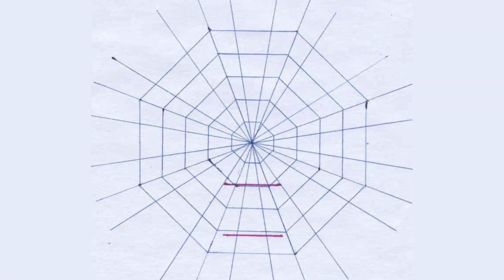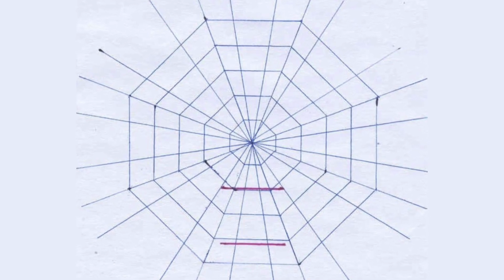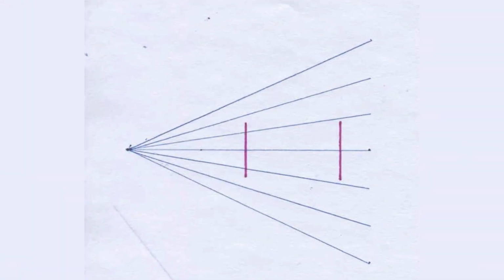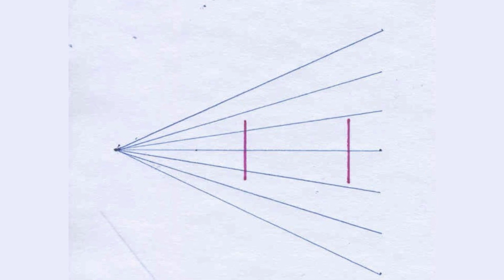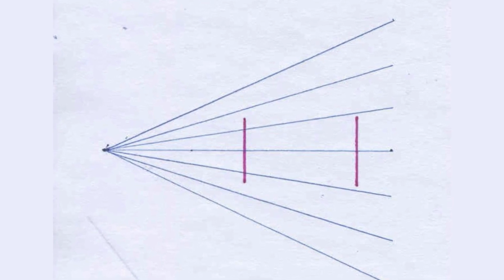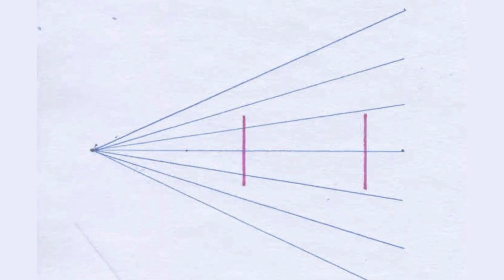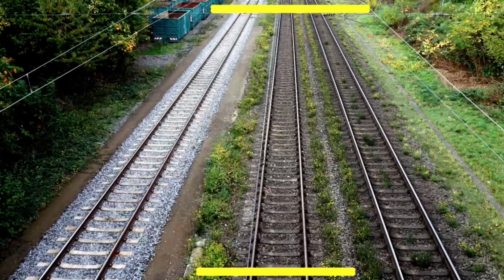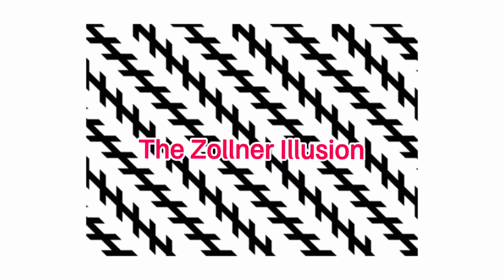Our brain assumes that objects higher up in the image are farther away. To compensate for this perceived distance, our brain stretches the top line, making it appear larger. This happens because our brain uses visual cues from the surroundings, like perspective, to judge the size of objects. This illusion is a perfect example of how perspective influences our perception of the world. For instance, think about how the moon looks huge when it's near the horizon, but much smaller when it's high up in the sky. The Zollner illusion.